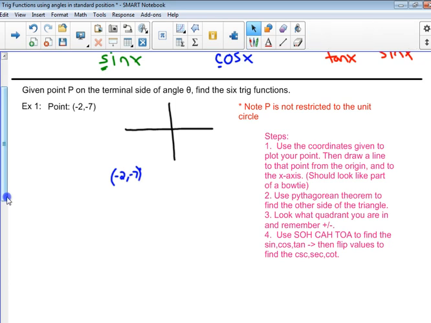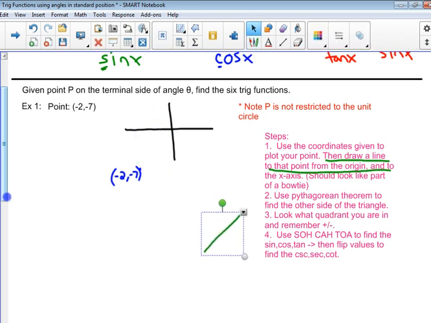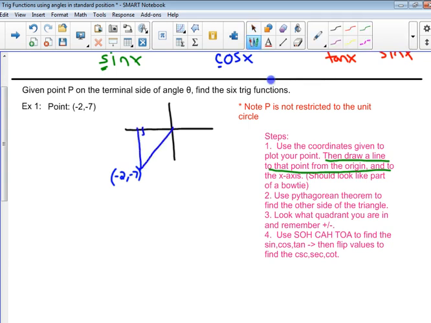What we're going to do is create a triangle by drawing from the origin to that point. Oops, that's not really straight. Sorry. Okay, so we're going to draw from the origin to that point and then back to the x-axis. So it's going to create a triangle. Remember your triangles, they should look like a bow tie.